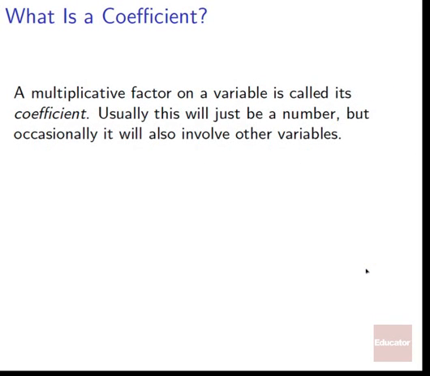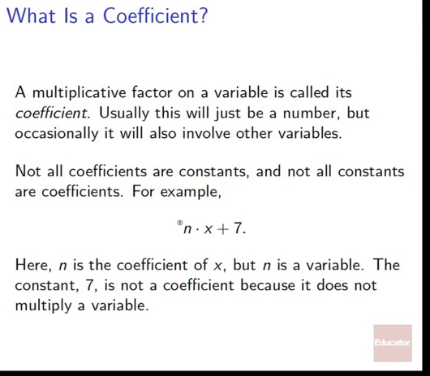A coefficient is a multiplicative factor on a variable. So anything that has some number multiplying in front of it and it's a variable, like 3 times x, its coefficient is 3. So normally it's just going to wind up being a number, but occasionally it's also going to involve other variables. So not all coefficients are constants, not all constants are coefficients. For example, if we have n times x plus 7, we've got n is the coefficient of x because it's multiplied against x. But 7 is not a coefficient because it's not multiplying against any variables. 7 is a constant though because it's just a fixed number.